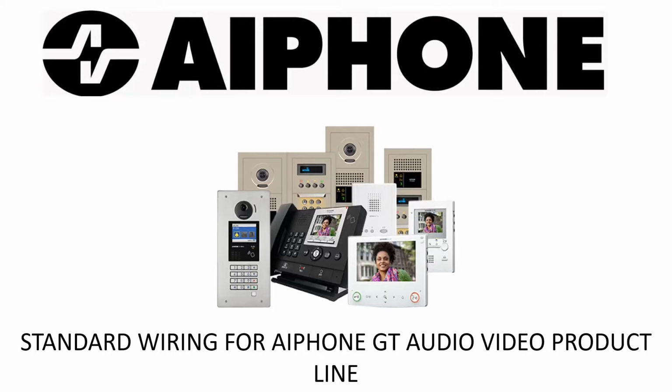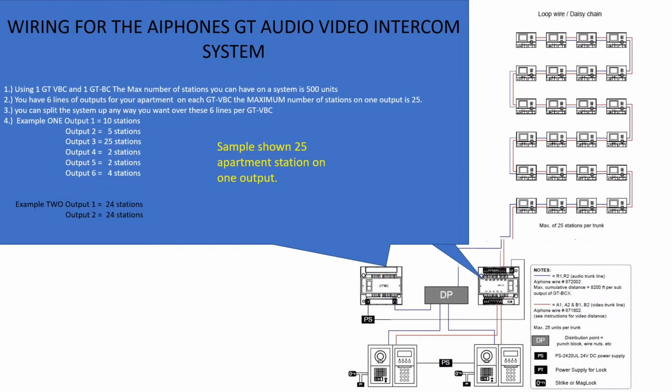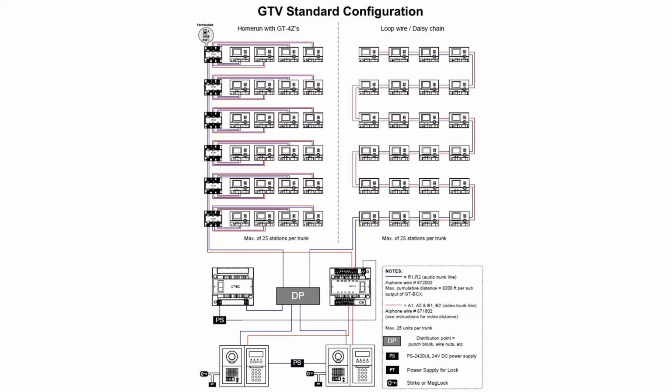In this video, we'll take a detailed look on how to wire Aiphone's standard GT multi-tenant system for 48 apartments or less. The primary parts for the back-end equipment of the GT audio-video system are the GT VBC for video distribution and GT BC for audio distribution.